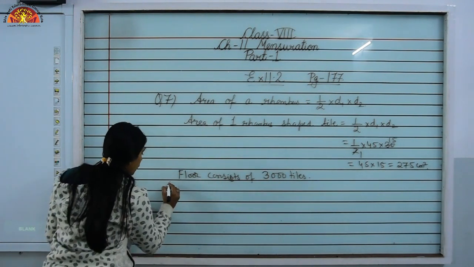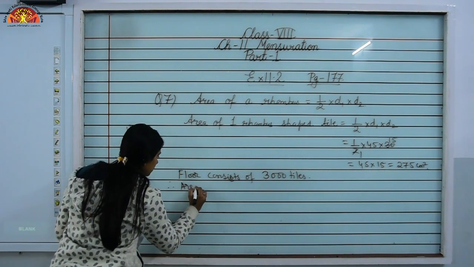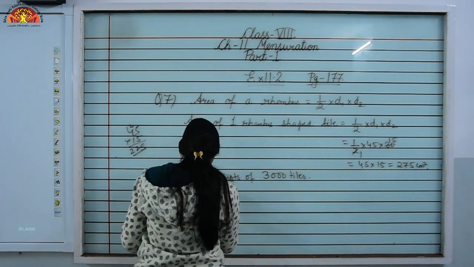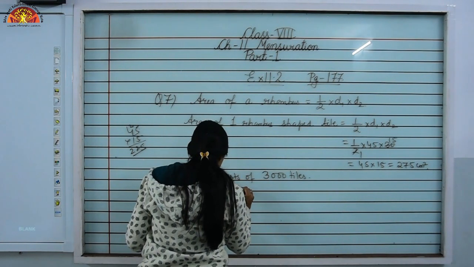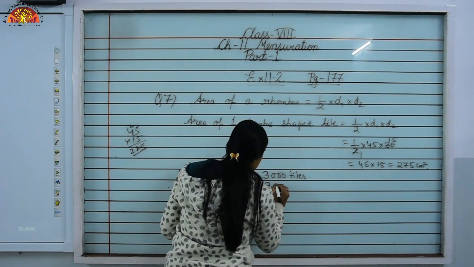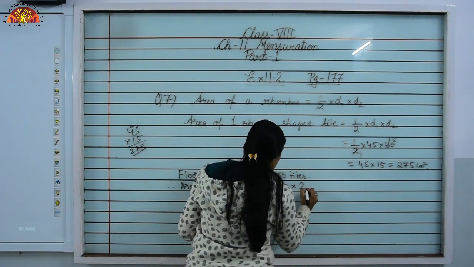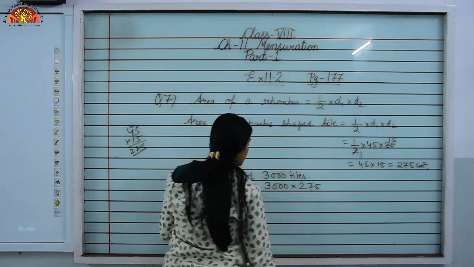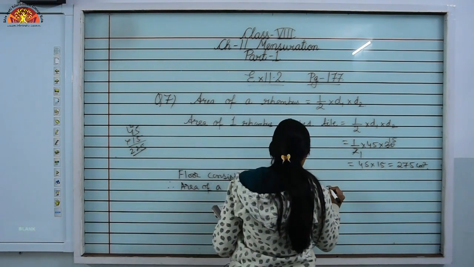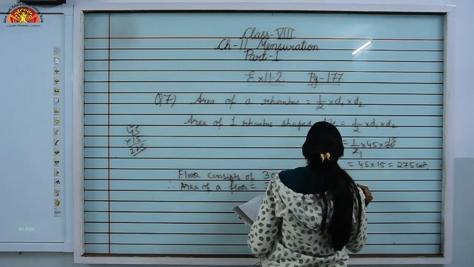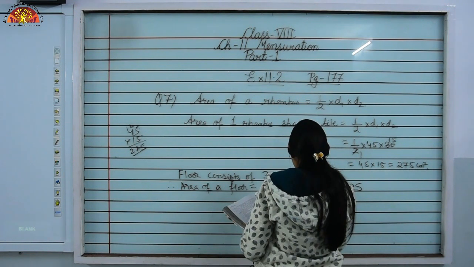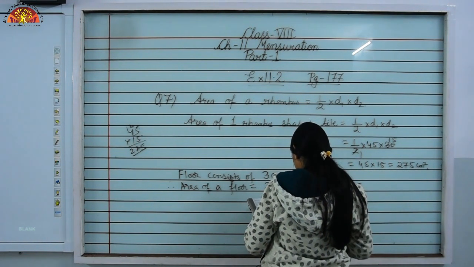So, therefore, the area of a floor is equal to 3000 into 275. We can just calculate it. So 3 5s are 15, 3 7s are 21, 22, 3 2s are 6, 7, 8.